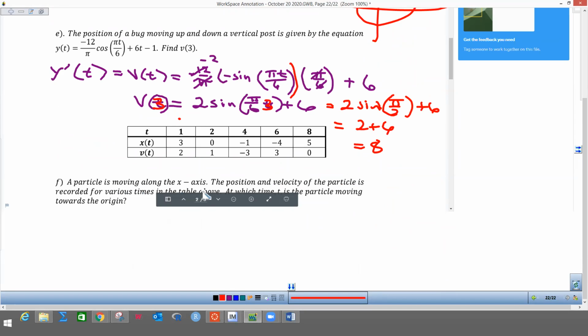Okay, a particle is moving along the x-axis. The position and velocity of the particle is recorded at various times in this table up here. At which time is the particle moving towards the origin?